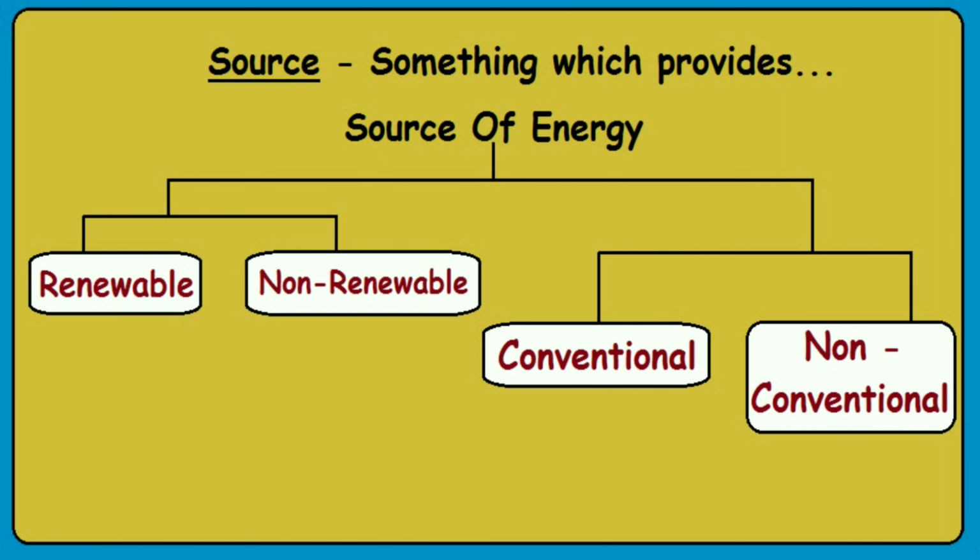Conventional sources are sources which are in use from a very long time. They are used extensively. For example, fossil fuels, hydro energy, biomass, wind energy, etc.